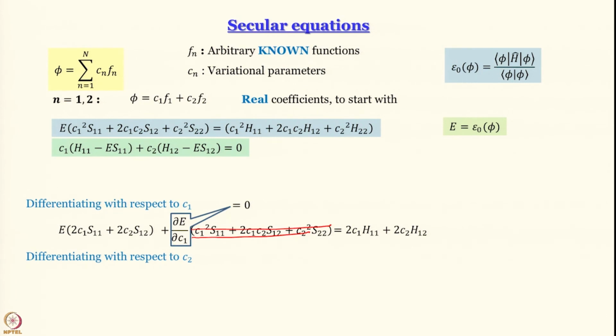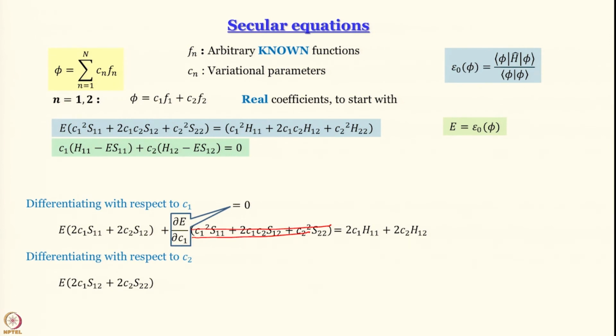Then terms in C2 would be, we are bringing to the right hand side, remember. So, C2 multiplied by H12 minus E S12, right, that is what the coefficient of C2 is on the left hand side, C2 multiplied by E multiplied by S12, alright. So, from there we get this linear equation in C1 and C2.